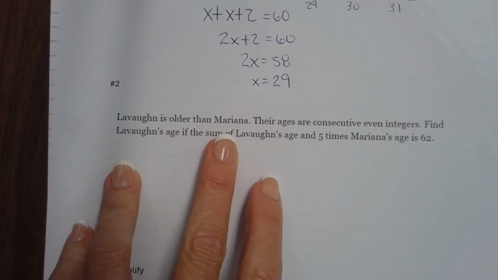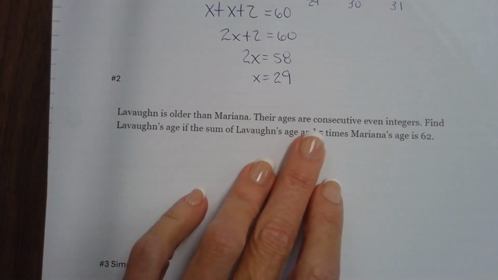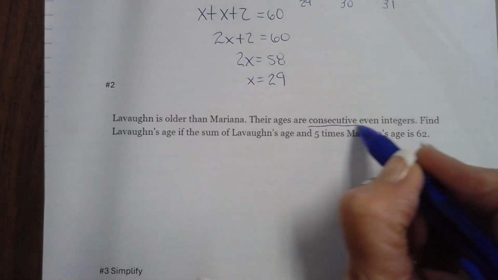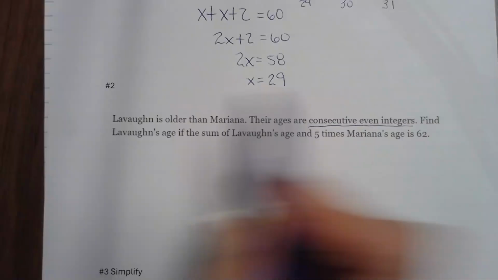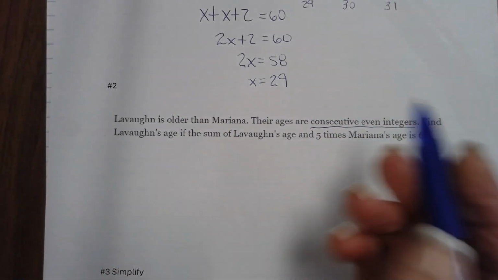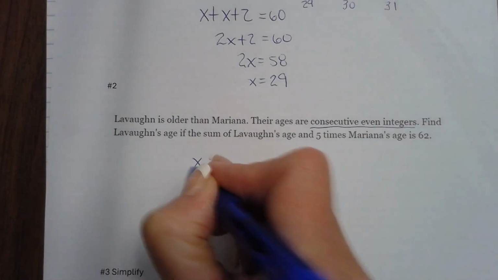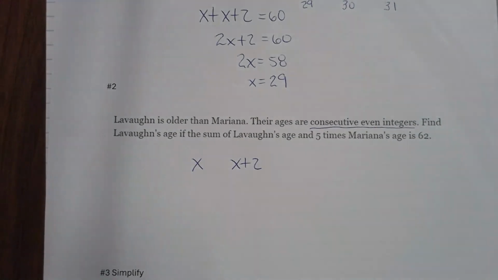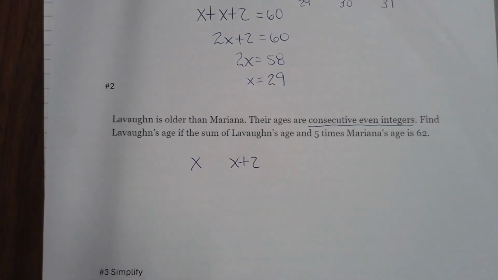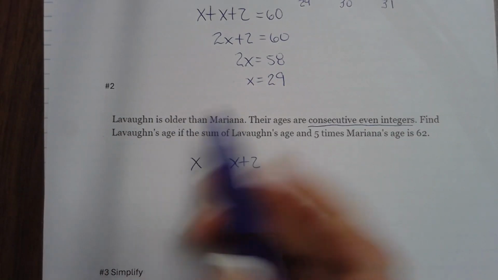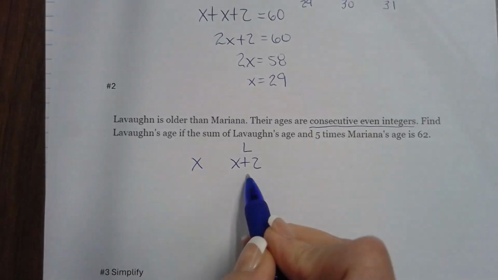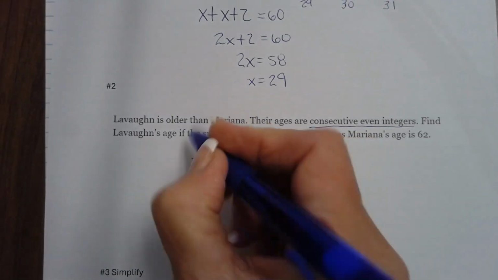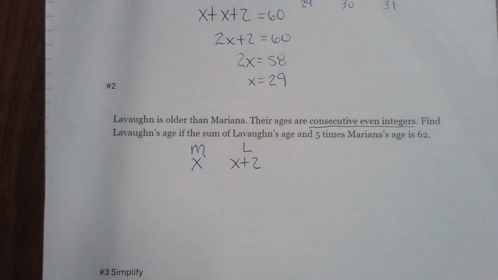Levon is older than Mariana. Their ages are consecutive even integers. So first of all, I got 2 of them. Consecutive even. So this would be the first one, and since they're even, that would be the second one. So I'm going to label who's who. Levon is older. So Levon is represented by x plus 2. Mariana is represented by x.